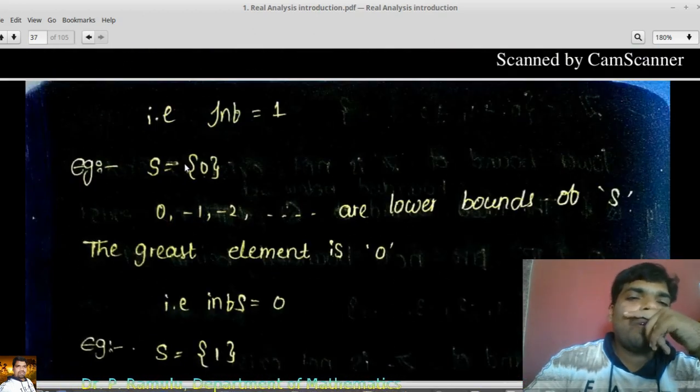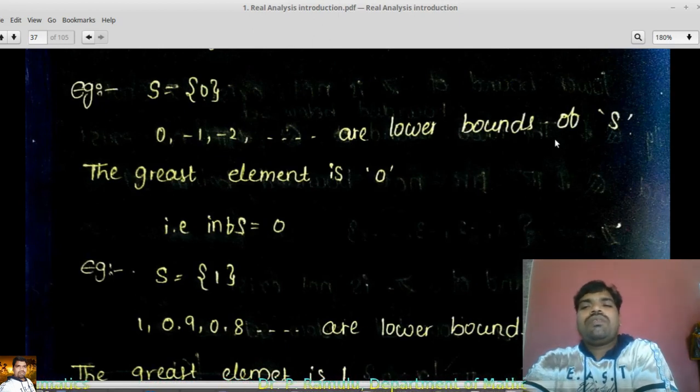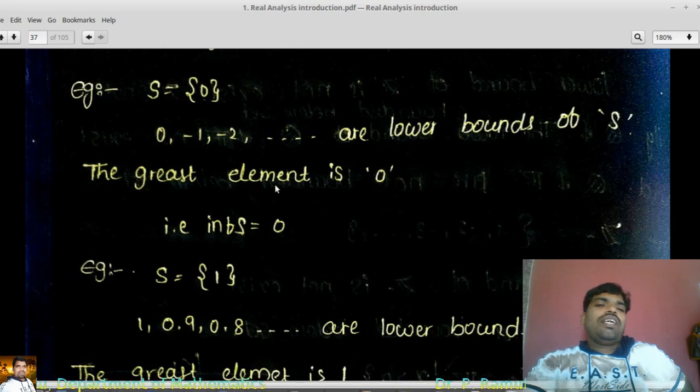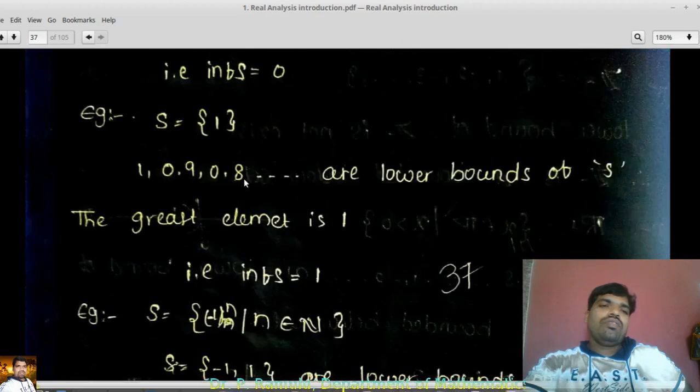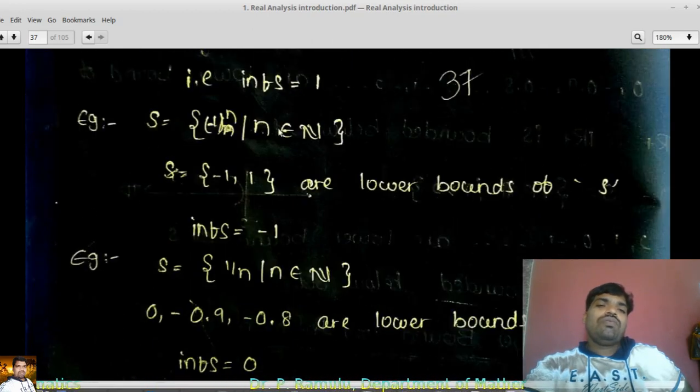For easy understanding, S is equal to the singleton {0}. What are the lower bounds of this? Out of these lower bounds, which is greatest? 0 is greatest. We call the greatest lower bound of S is 0, that is, infimum of S is equal to 0. Another example, S is equal to {1}. What are the lower bounds of this set? 1, 0.9, 0.8. Out of these lower bounds, 1 is greatest. Therefore, the greatest lower bound of S is 1, infimum of S is equal to 1.